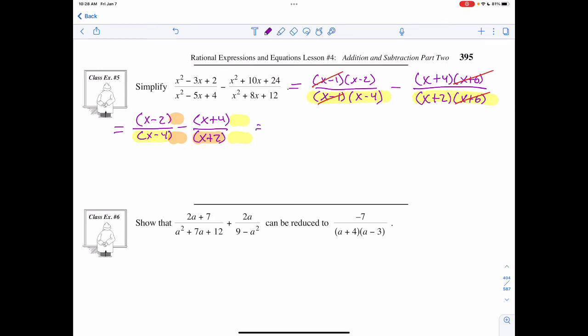So this is going to give me (x minus 2) times (x plus 2) minus (x plus 4) and (x minus 4), all divided by (x minus 4) and (x plus 2).